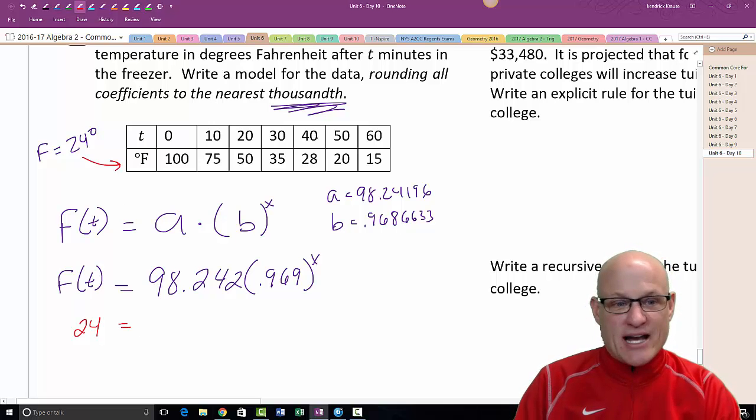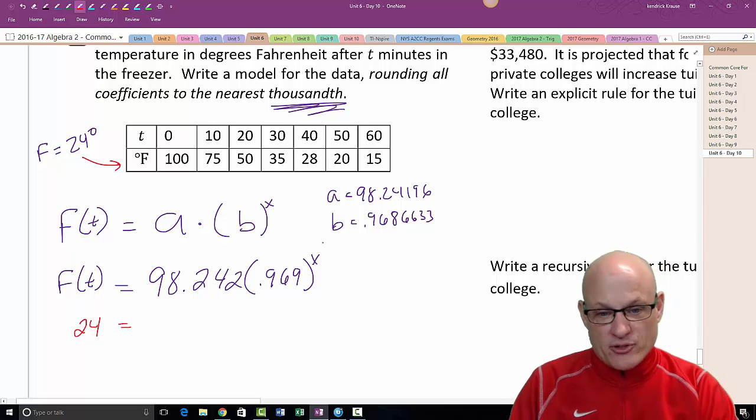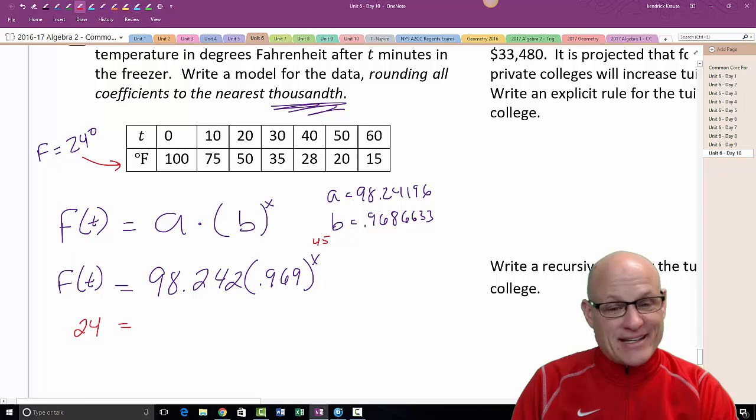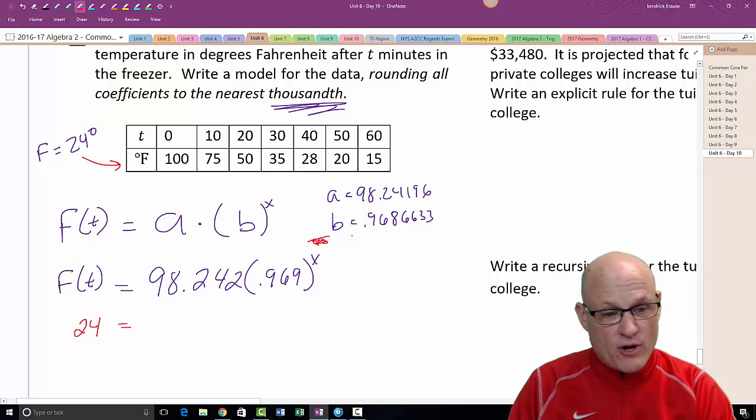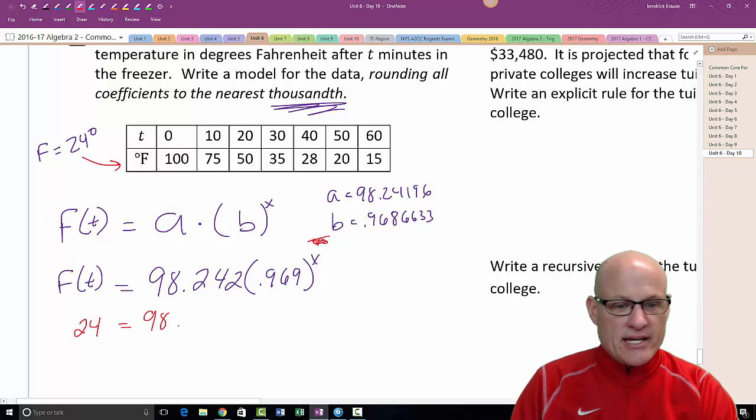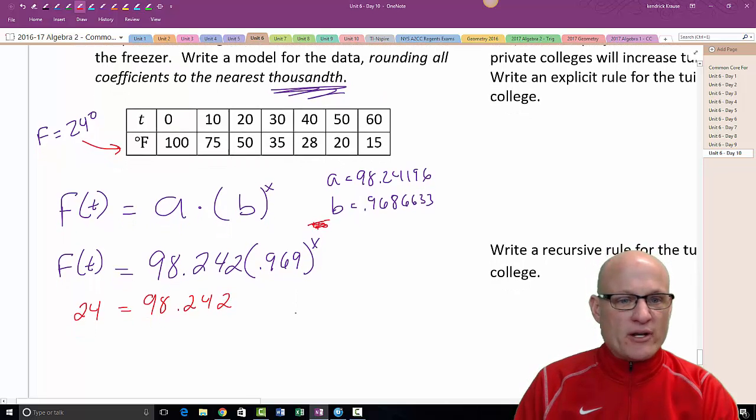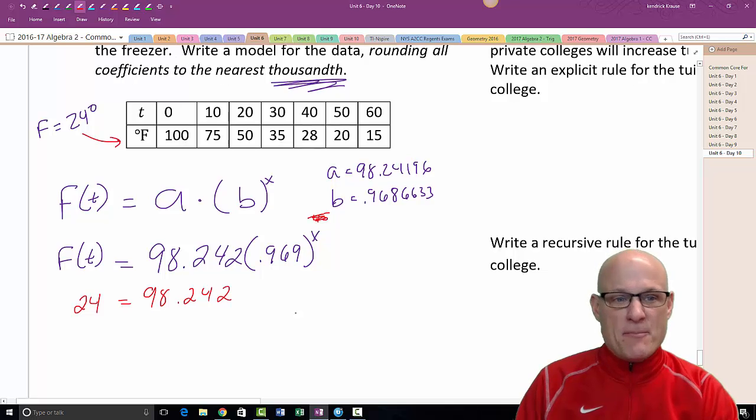If I just gave you time, and I said, after 45 minutes, I would just plug 45 into here. But that's not the case. I'm giving you the temperature. This is the harder problem. 98.242 times 0.969 to the x, and I said, how long before it reaches 24 degrees, to the nearest tenth of a minute?